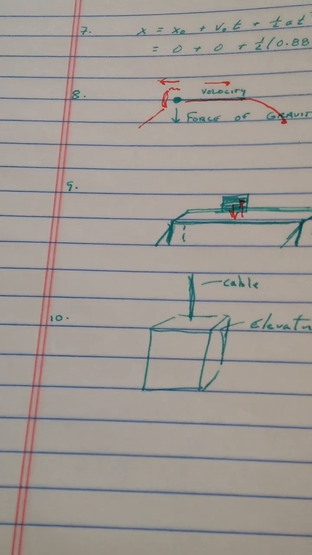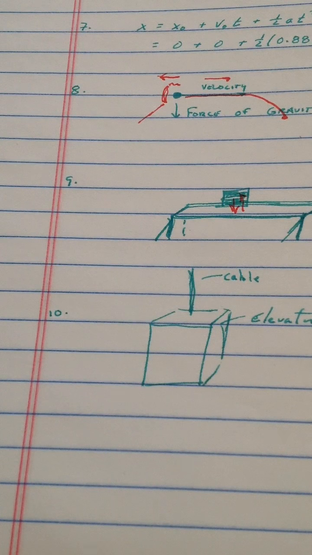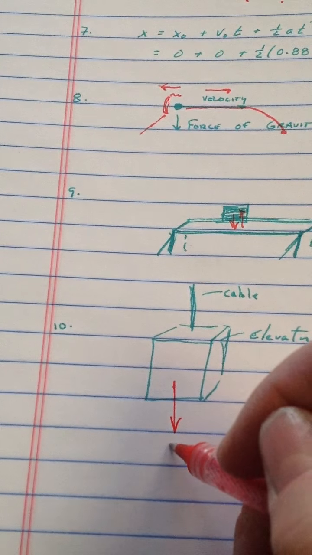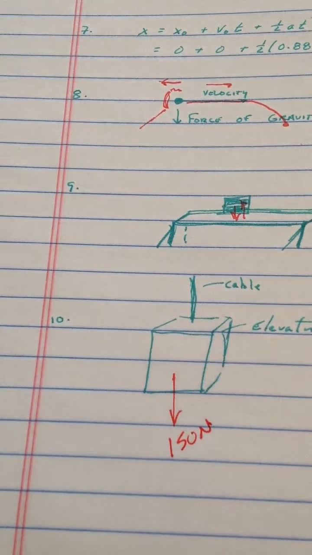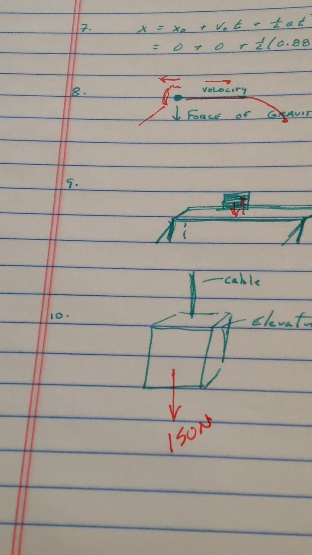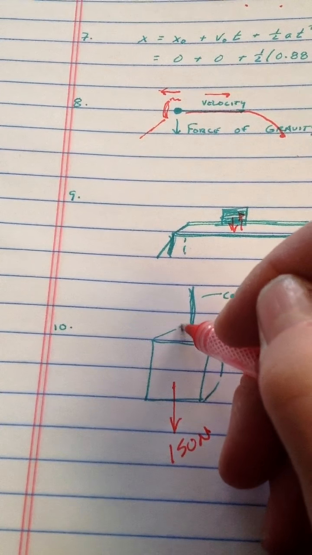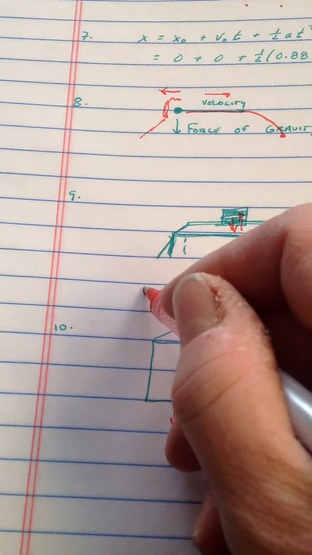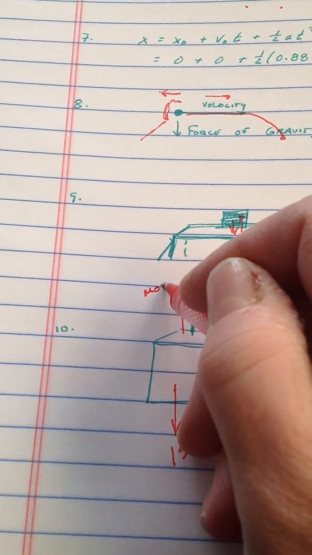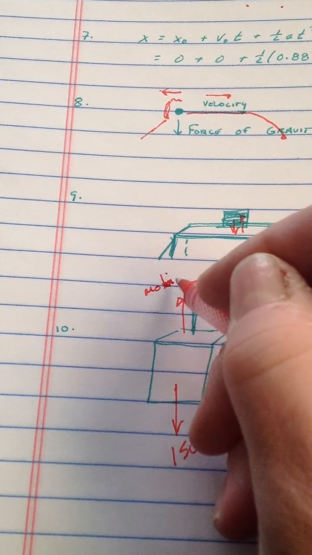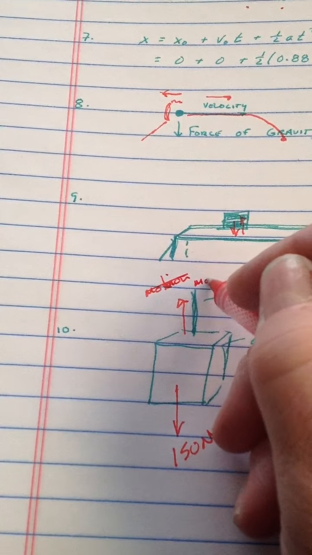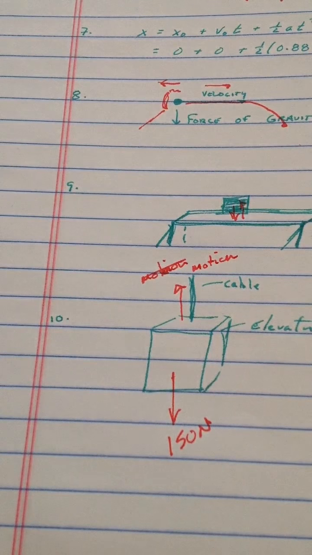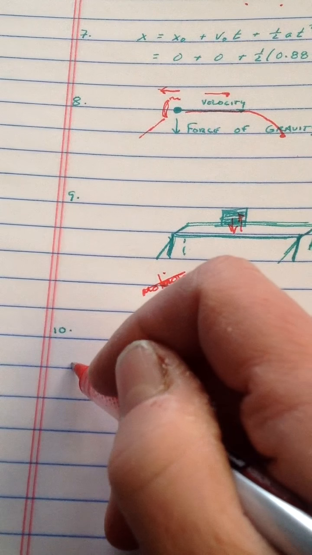And finally, the problem of the elevator. Earth exerts a gravitational force downward on the elevator of 150 newtons. The elevator is moving upward, pulled generally by a cable. This vector here indicates the direction of motion. The motion is upward at a constant speed.